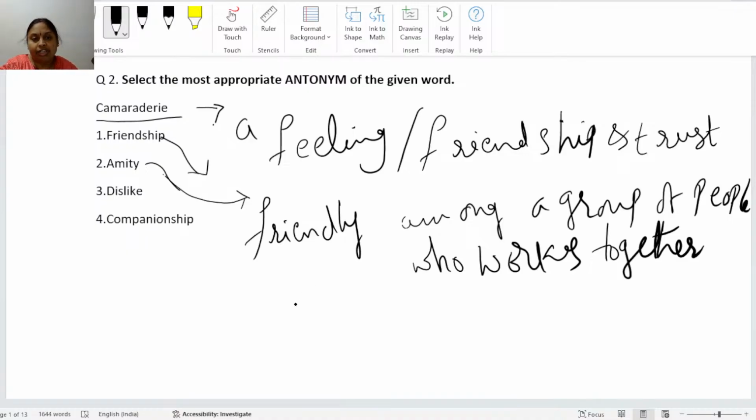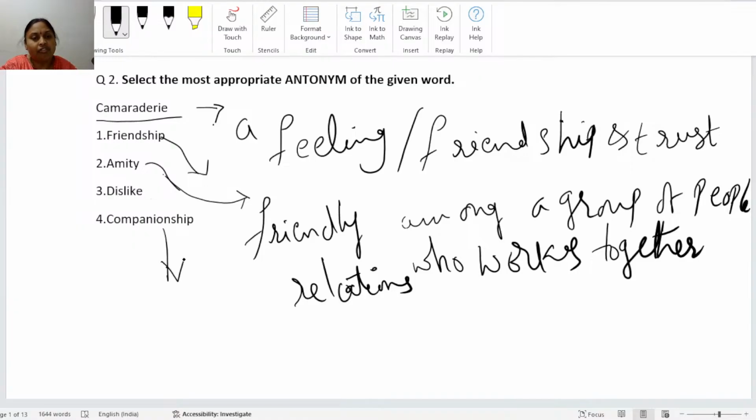So here, friendly relationship. Friendly relations, that is the meaning of amity. Next, dislike. In that name only we have. Nobody is going to come in contact and those will be completely against. Nobody is able to like it.